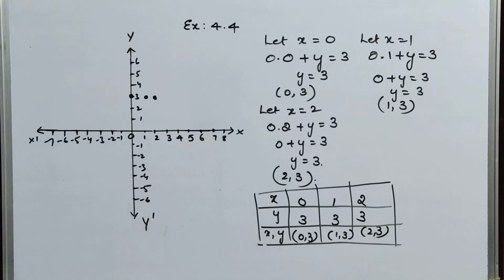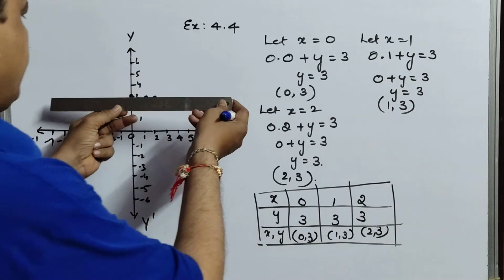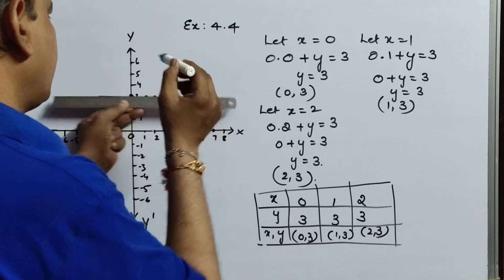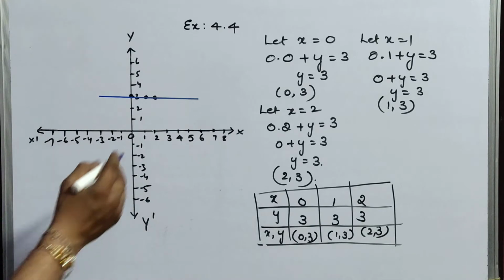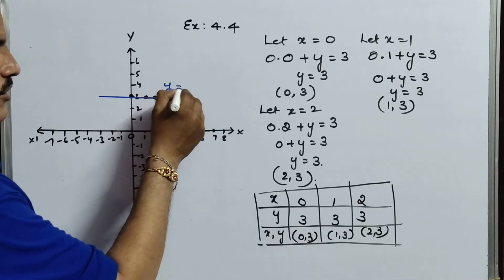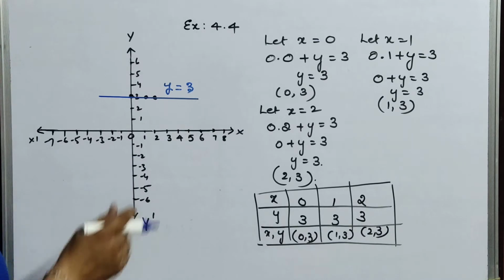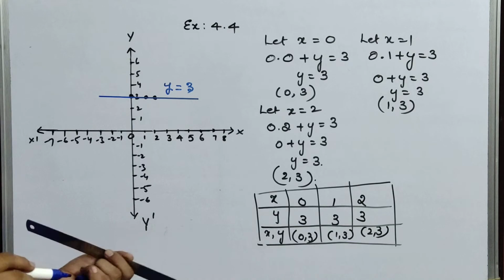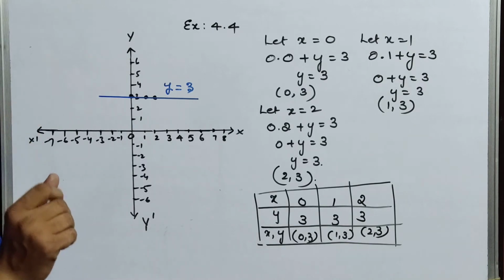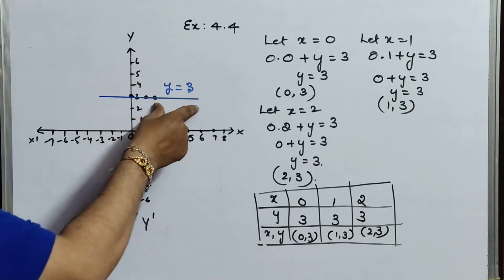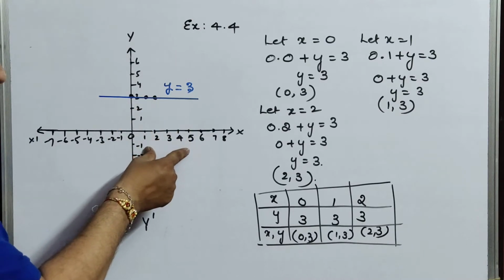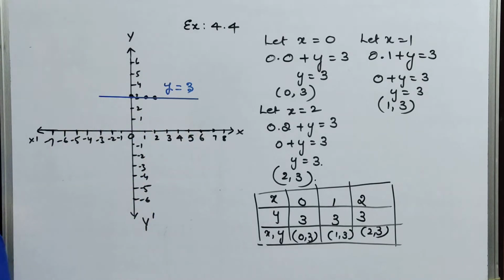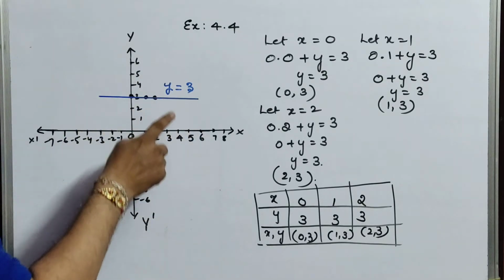Now you can join those points by using the ruler. You can join the points nicely. So this is nothing but y equals to 3. If you clearly observe, this line is parallel to the x-axis. Whenever only the value of y is given, obviously it will be parallel to the x-axis. So y equals to 3. Is it clear? So this is how to draw it.